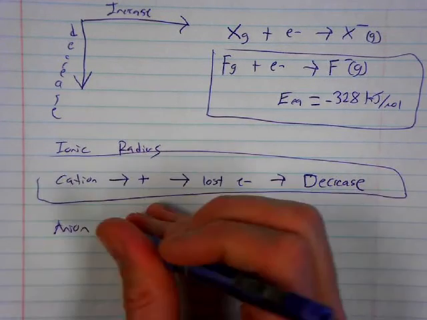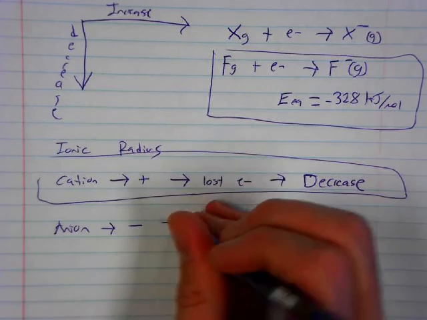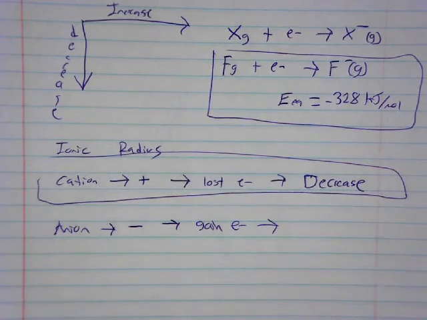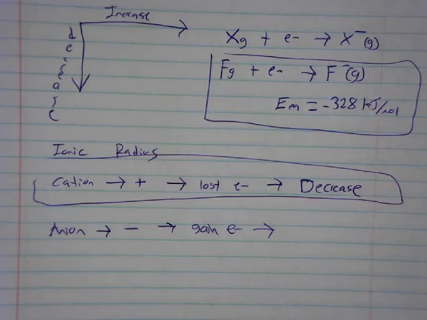Now, let's talk about an anion, because it's not what you expect. An anion is a negative charge, which means it gains electrons. So why would the ionic radius increase for an anion? It does increase. Are they being repelled by each other?